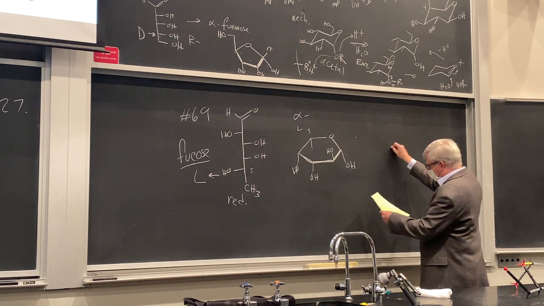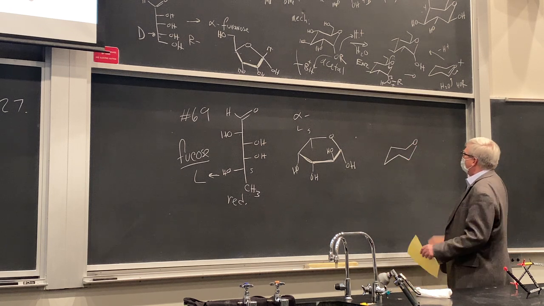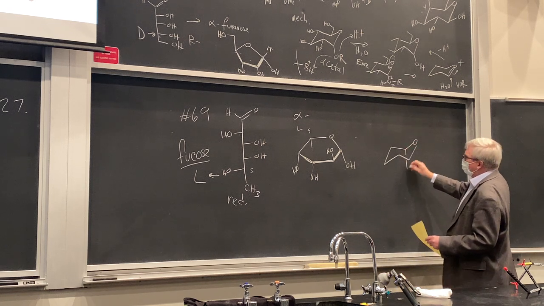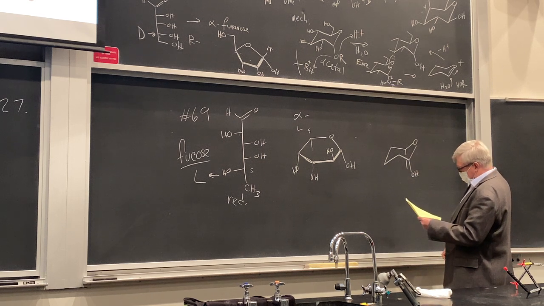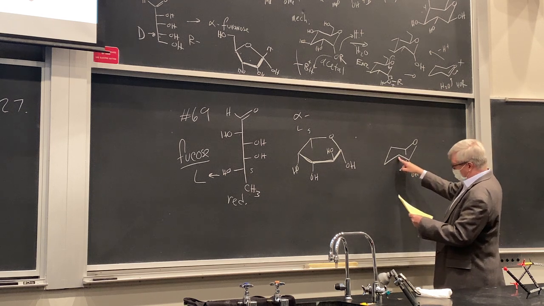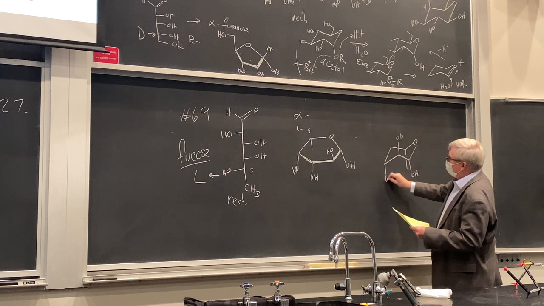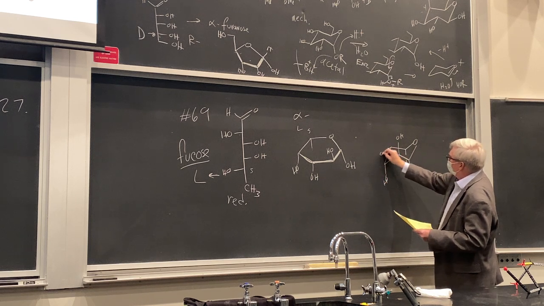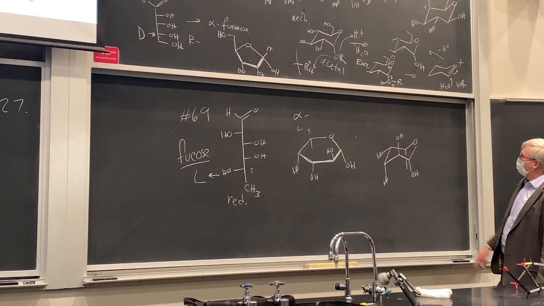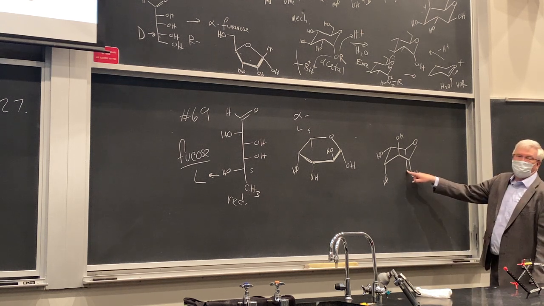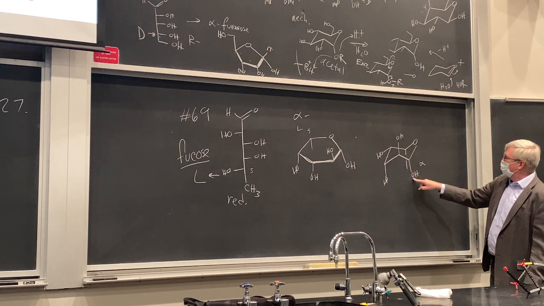Let's go ahead and do the chair form then. If we put it in a chair, we'll have that one down over there. We'll have this OH down there. What about this one here? That will be up. This will be down. Okay, that's one ring flip of it. And again, you see the down position here being the L sugar, and I think we got alpha here, yeah, because this is down.